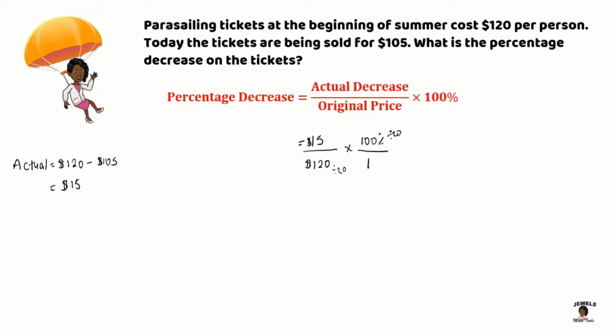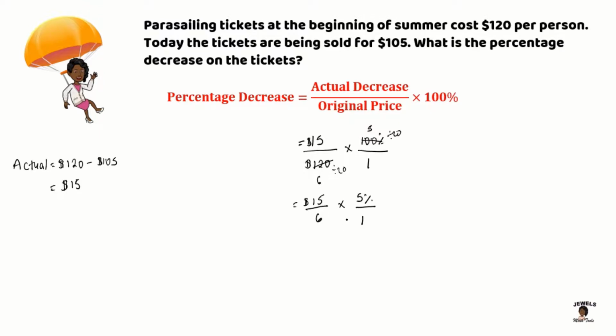So 100 divided by 20 will equal 5. 120 divided by 20 will equal 6. So we now have $15 over 6 being multiplied by my 5%, and I'm going to keep my denominator of 1.